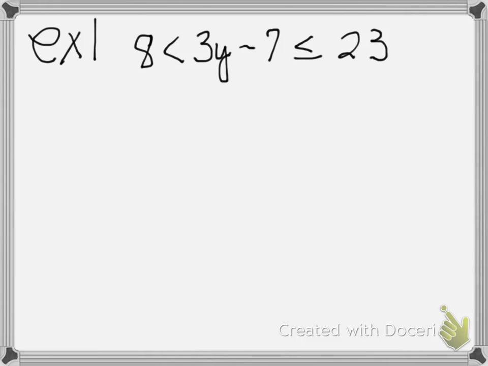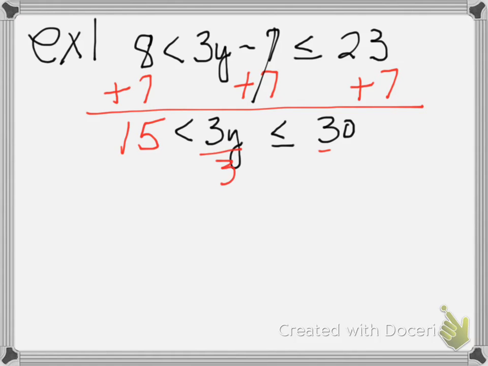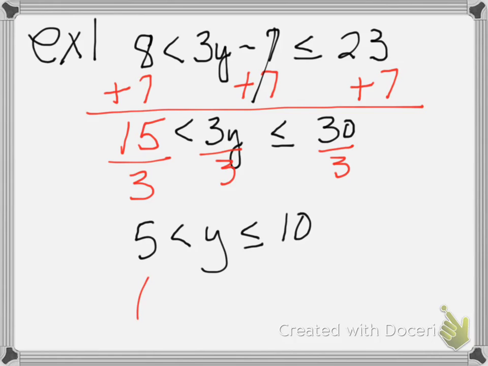Example 1, we need to get y in between the two inequalities. So we're first going to have to add 7 on both sides, and then divide by 3. And then we get 5 is less than y is less than or equal to 10.